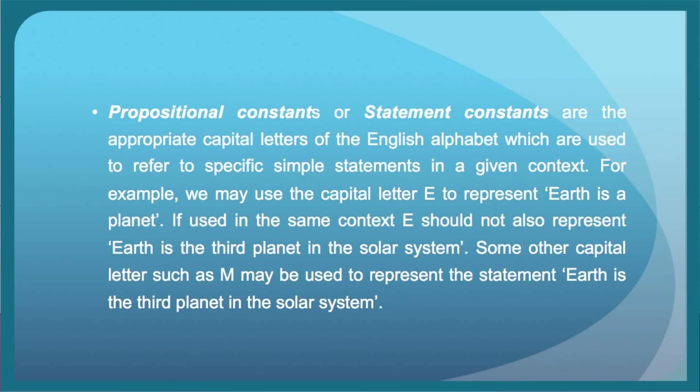Okay, again, propositional constants or statement constants are appropriate capital letters of the English alphabet, which are used to refer to specific simple statements in a given context. For example, we may use the capital letter E to represent art, P to represent planet, and so on.